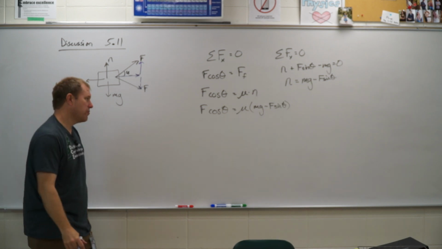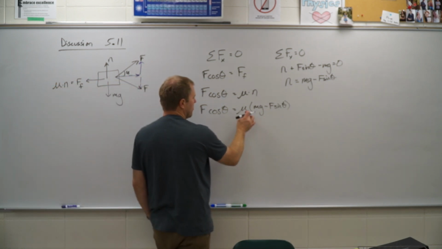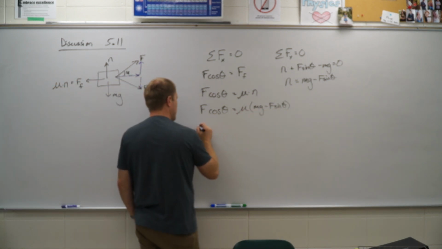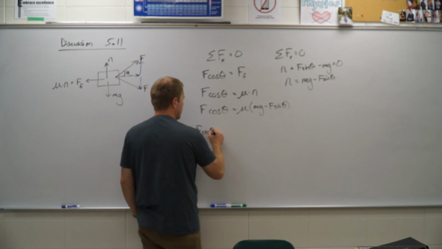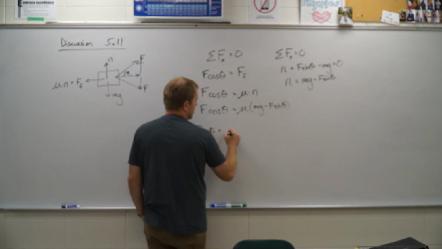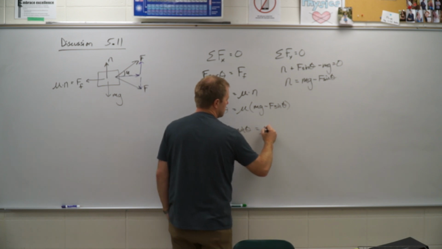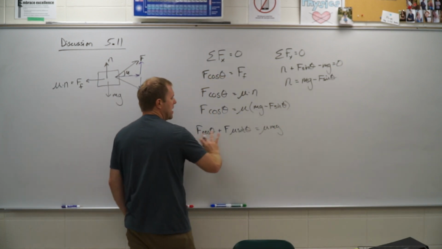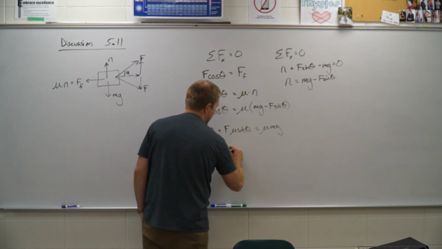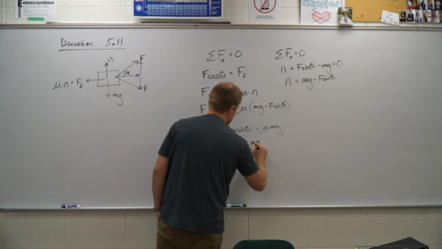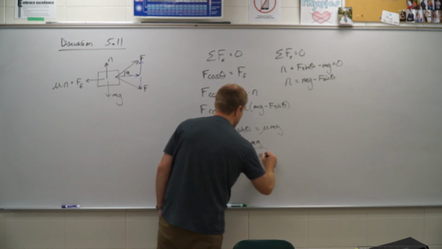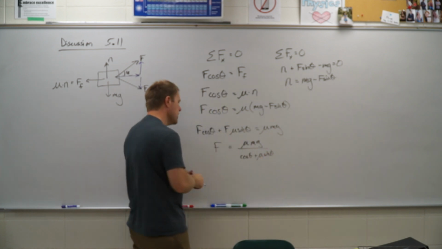Let's get all of those forces on the same side. So we're going to distribute the mu and bring that over. So I have F cosine theta plus F times mu sine theta equals mu mg. Factor out our force and divide. So I have F equal to mu mg divided by (cosine theta plus mu sine theta).